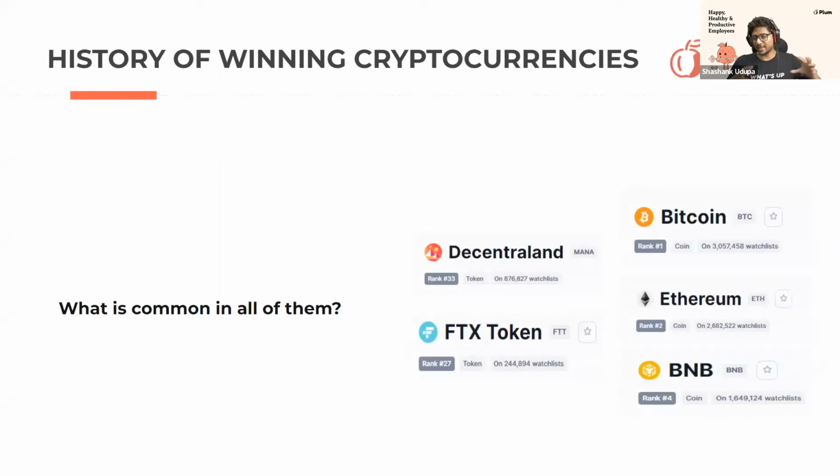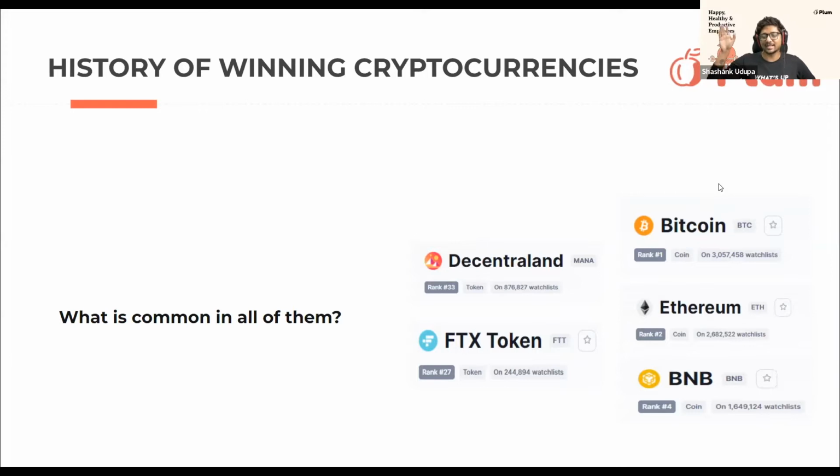Now, I'm going to keep this session very interactive because I want to talk to you guys as well and understand from your perspective. So there are some cryptocurrencies that have won in the past. Some of them are quite new. For example, if you look at Bitcoin, Ethereum, and Binance coin, right? The ones on the top extreme right, they're rank 1, rank 2, and rank 4. So these coins are obviously some of the best coins in the market right now and they have been growing. But there are other coins that are currently growing right now, which is Decentraland at 33 and FTX token at 27. Now, I want to ask you guys in the chat, what is common in all of them?